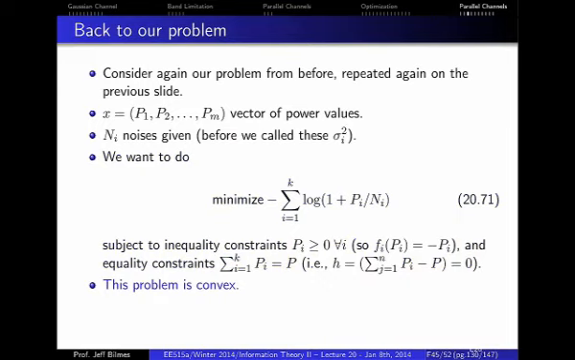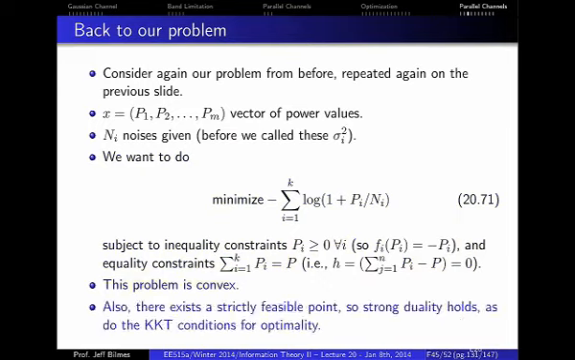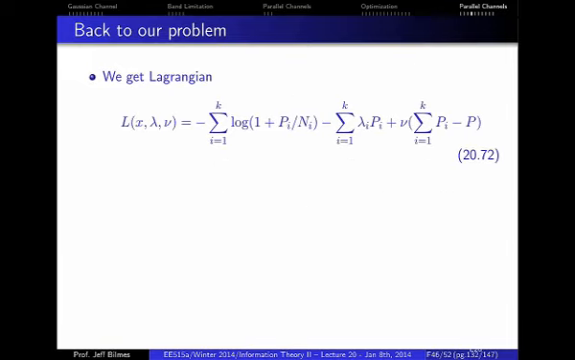The problem is convex. And moreover, there will be strictly feasible points, powers that are strictly greater than 0, and therefore strong duality holds, as well as all of the KKT conditions necessary for optimality. The way we solve it is we plug in these KKT conditions and do some algebra. I don't think we're going to get a chance today to do that.